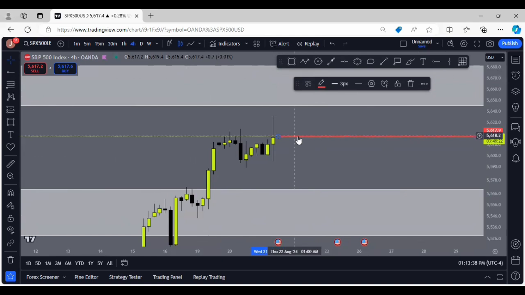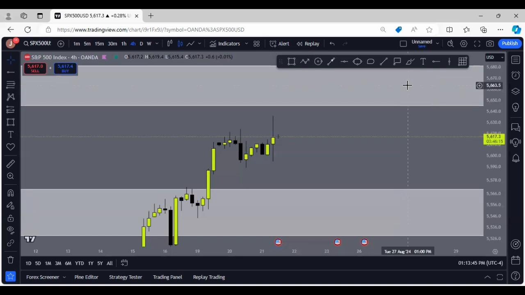So you never just want to take a trade in the middle of nowhere. That is not a recommendation. That is probably one of the worst things you can possibly do, and one of the easiest ways to eat up your account, right? Just taking a trade in the middle of nowhere with no confluences, no nothing, right?